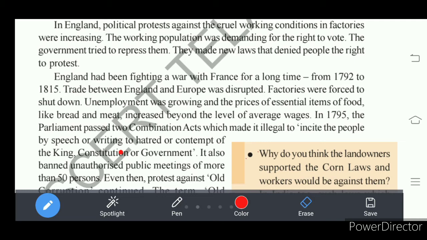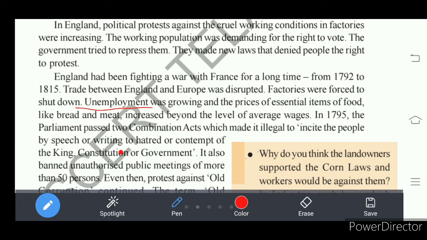As the factories were shut down, what will happen? Their workers were thrown out of employment. Understand? So unemployment increased due to the closure of factories. Many factories and industries were closed. So workers of the industries and factories were thrown out of employment. They turned unemployed. So unemployment increased.